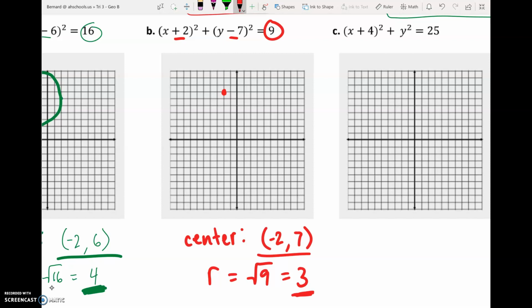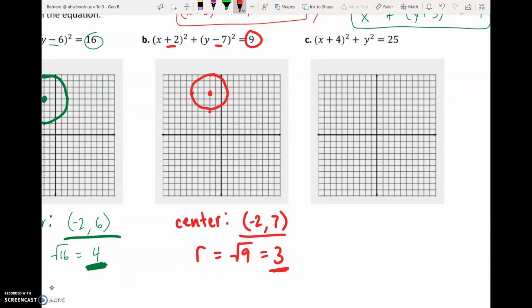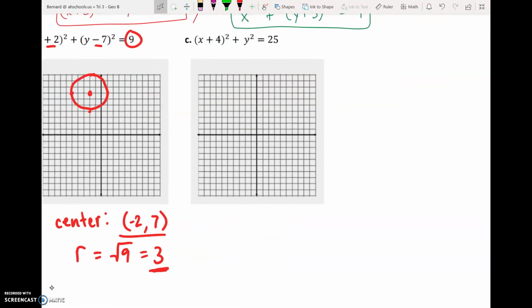And then we need to count in all 4 directions 3 boxes. So 3 units above, dot. 3 units to the right, dot. 3 units below, dot. 3 units left, dot. And then we just circle through the outside dots best you can. Obviously, I missed a little bit, but that's pretty good. That's what our goal is right there. And so let's do it one more time.